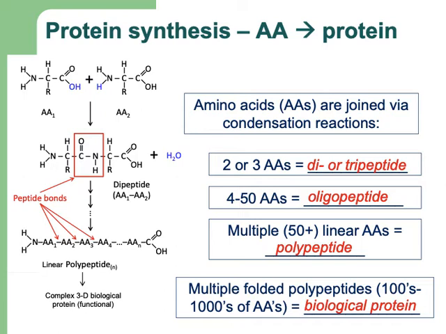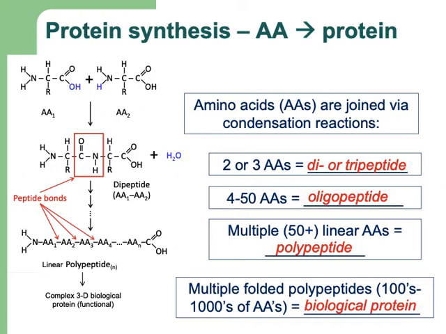When we have multiple folded polypeptides, which is hundreds to thousands of amino acids, this is known as a biological protein. So remember, biological proteins that have a function within the body have to be folded. The folding of a polypeptide creates a biological protein that has a specific function. Folding gives a protein its function.